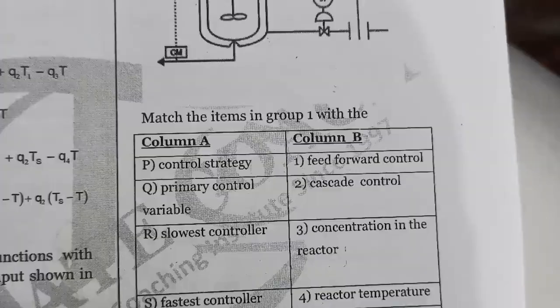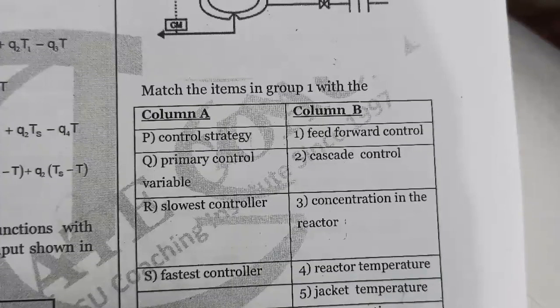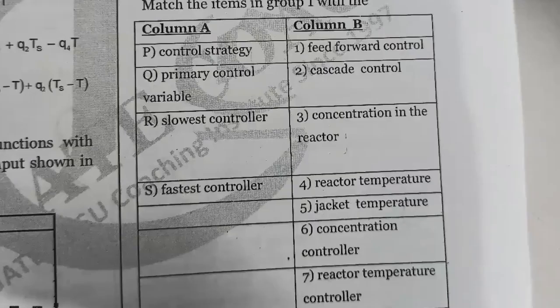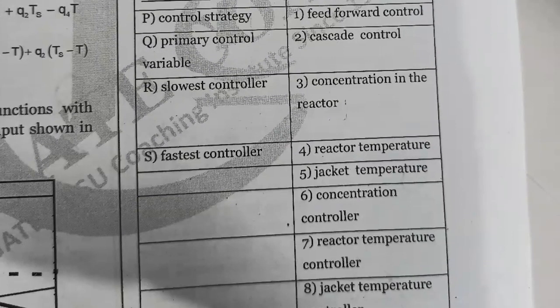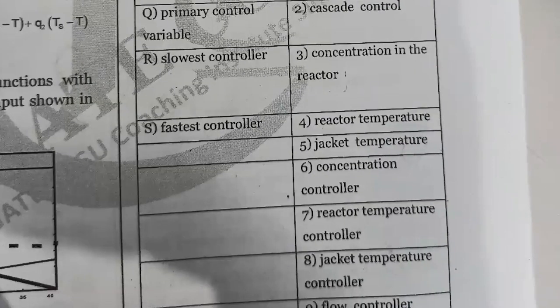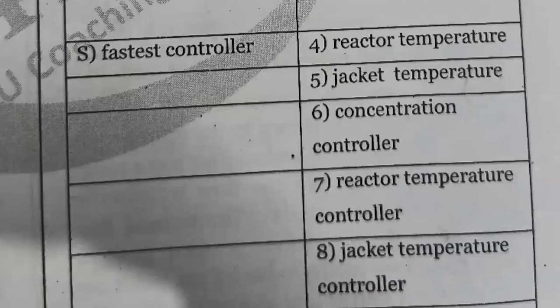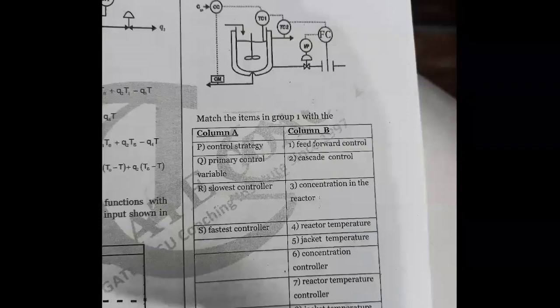So your primary control variable will be what? Concentration, right? Your primary control variable will be concentration in the reactor. So the answer will be 3, right? Right. So next is what? If you see the control strategy, you know it is cascade. That is right. So more than one measurement is there, and only one control is there. Right. So that's the meaning.